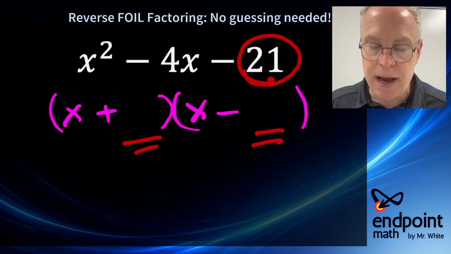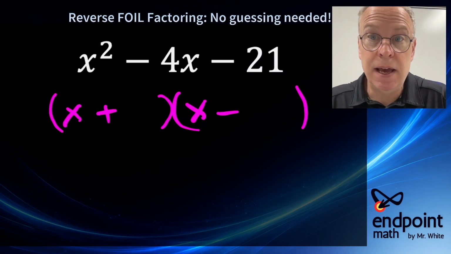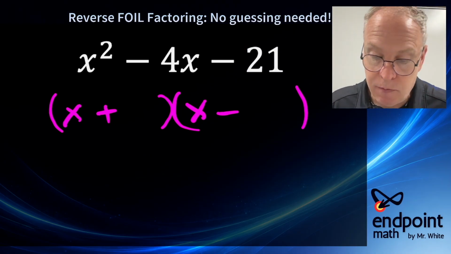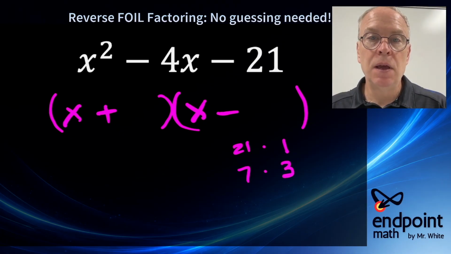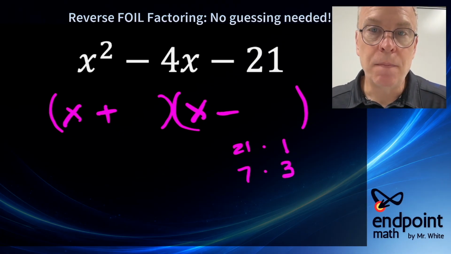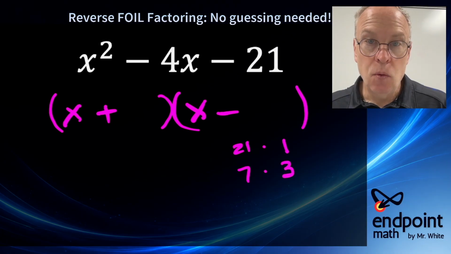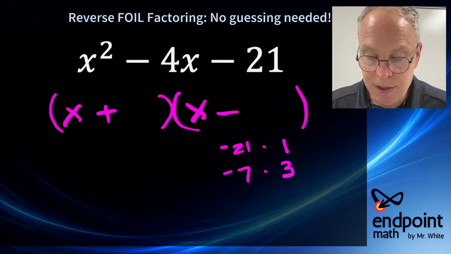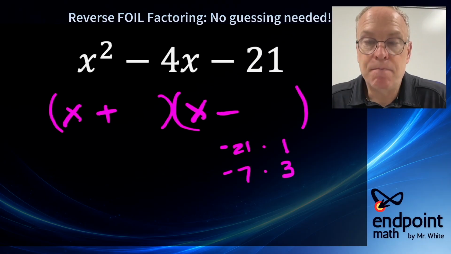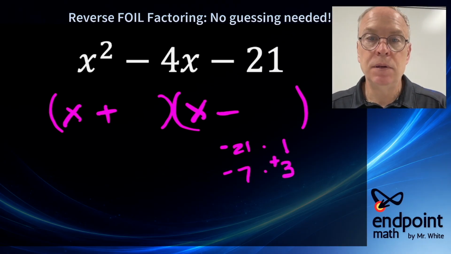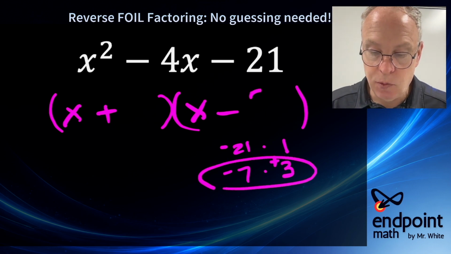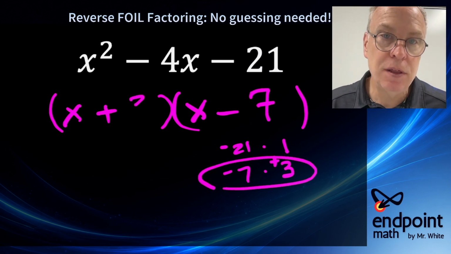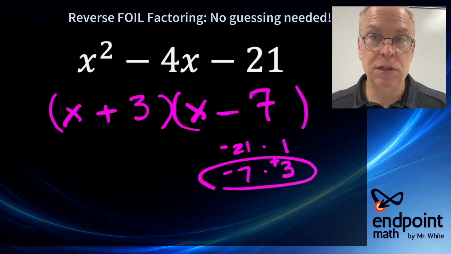They have to multiply to be 21. Technically negative 21, right? But let's just worry about 21 for right now. 21 times 1 and then 7 times 3 are the only ways. Do any of those add up to be negative 4? Not unless we make the bigger numbers the negatives, right? That way they multiply to be negative 21 and add to be, hopefully, negative 4. Which one is it? Of course, it's this one right here. So we put the 7 there, we put the 3 there, and we've just factored it.